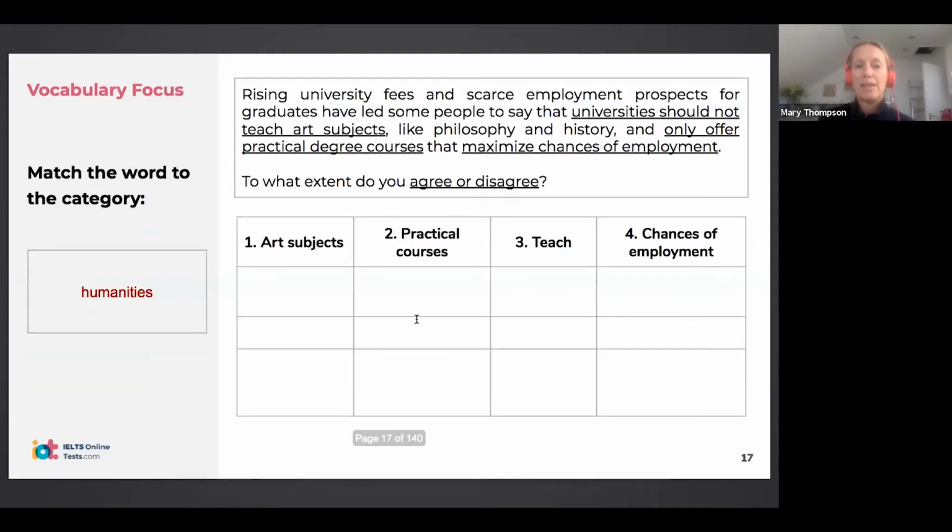All right, so humanities, which section would this go in? Section 1, yes, that's right. Okay, another word for art subjects. Develop, quite easy. 3, that's right. The arts, yeah, 1, good. Okay, job opportunities. Yeah, 4, that's correct. Vocational disciplines.